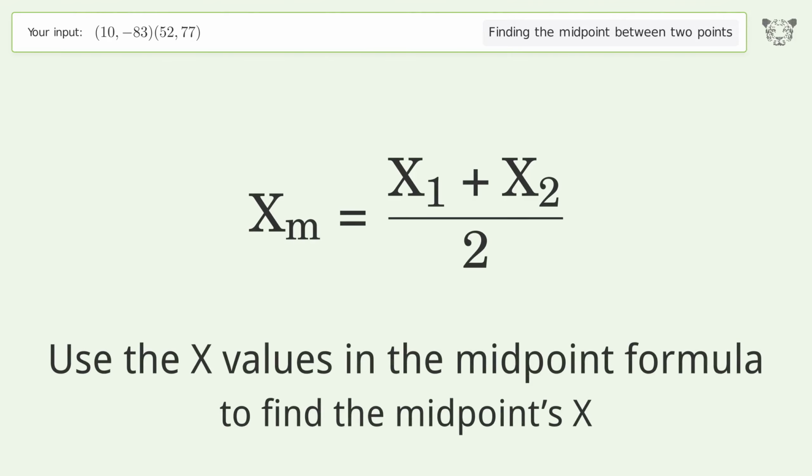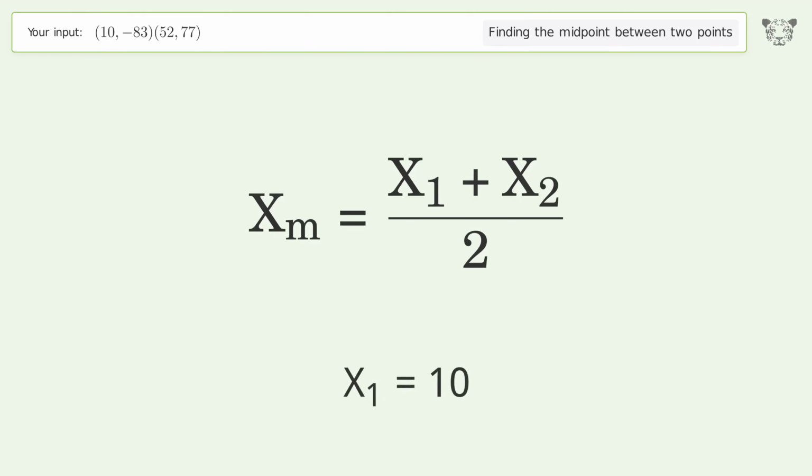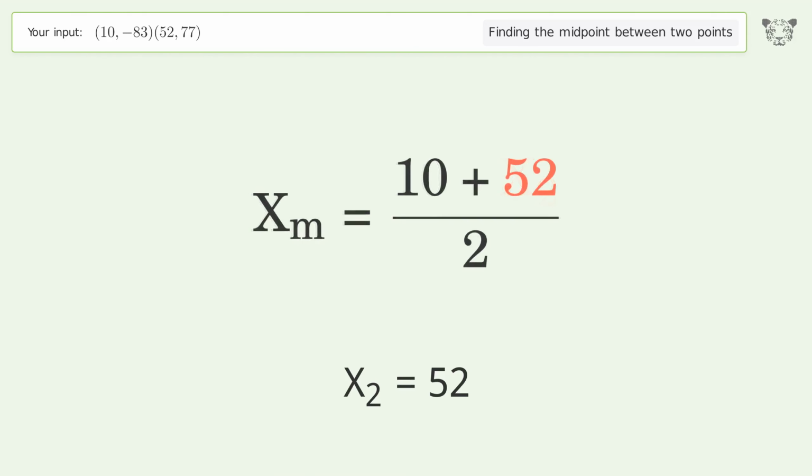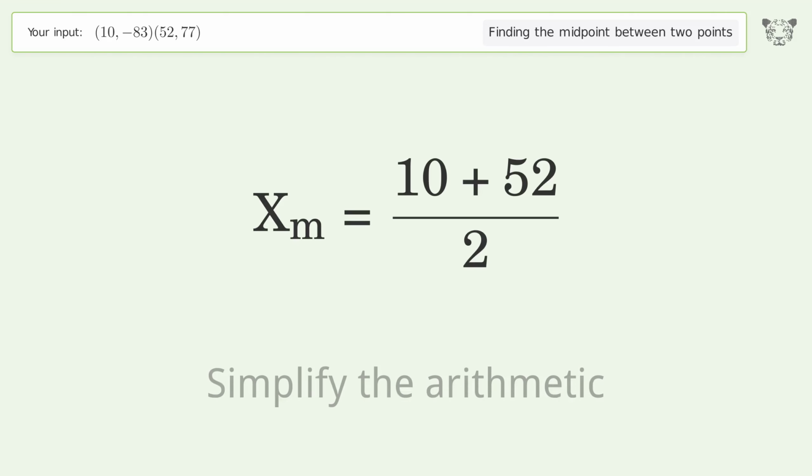Use the x values in the midpoint formula to find the midpoint's x. x1 equals 10. x2 equals 52. Simplify the arithmetic.